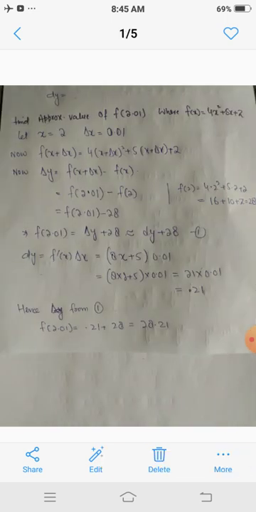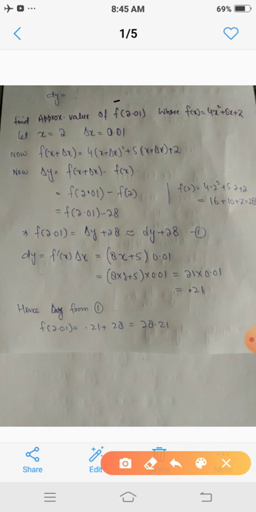Like in functions, if we consider an example: find the approximate value of f of 2.01 where f of x is 4x squared plus 5x plus 2. If we put x equals 2, choose x as a number which is easy to simplify, which implies that del x is 0.01. Now f of x plus del x is this very quantity, which implies that del y is f of x plus del x minus f of x.